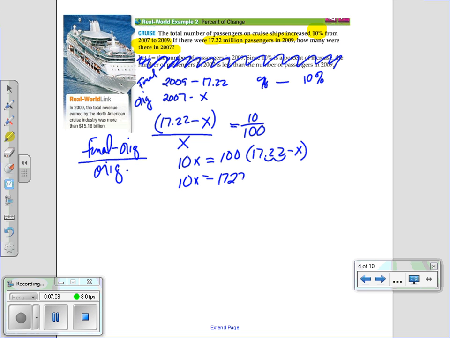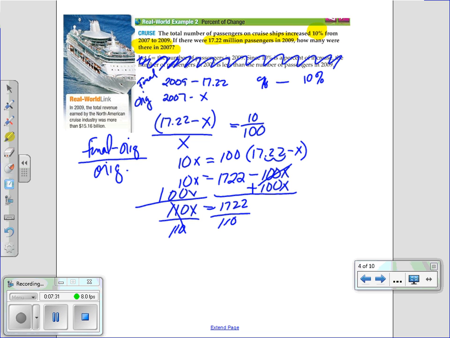So it's 1722 minus 100 times x, which is 100x. Add 100x to both sides, and we get 110x equals 1722. Divide by 110, divide by 110. And we find that x equals approximately, because we're going to round, 15.65. Approximately, squiggly line, 15.65. What's that answer represent?